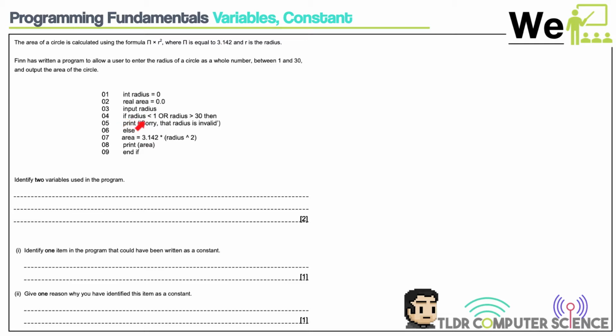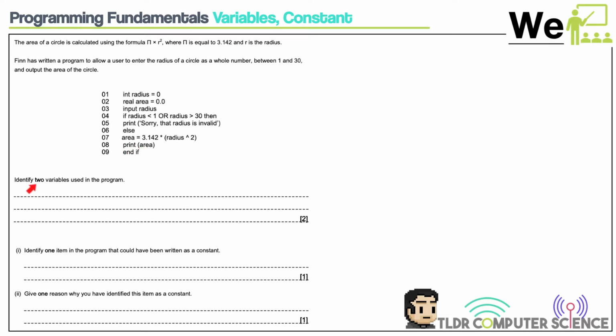And then if the radius is less than 1 or higher than 30, then say the radius is invalid, because it's checking the size, isn't it? It's saying if it's too large or too small, it's outside this, because the number should be between 1 and 30. Otherwise, it calculates the area using the calculation there. That symbol there, if you're wondering, is to the power of. So that's to the power of 2, otherwise known as squaring a number. And then at the end of this, it will print the area and end if.